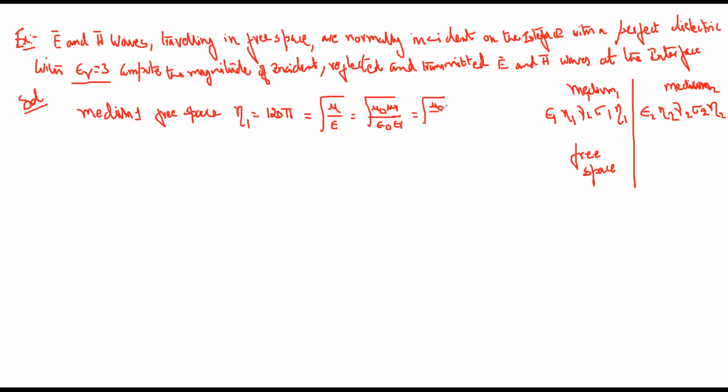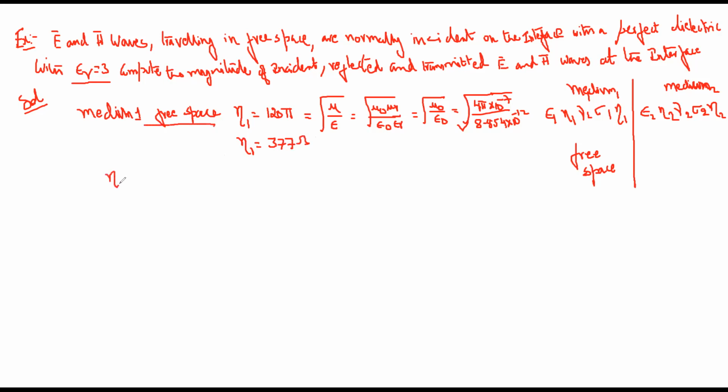So mu naught by epsilon naught. What is mu naught? Mu naught is 4 pi into 10 to the power of minus 7, divided by epsilon naught, which is 8.854 into 10 to the power of minus 12. You calculate this and you'll get 120 pi, approximately 377 ohms, the intrinsic impedance in free space.